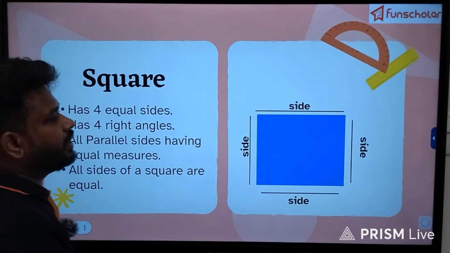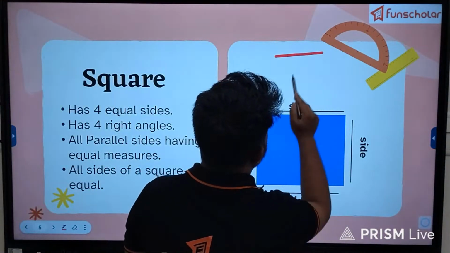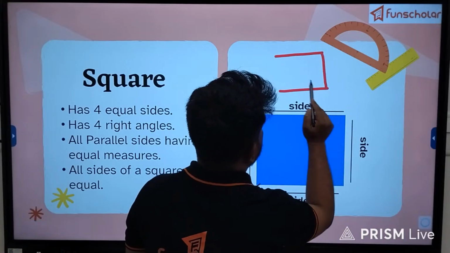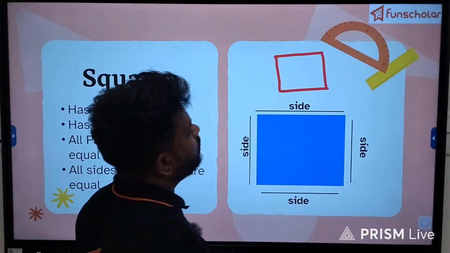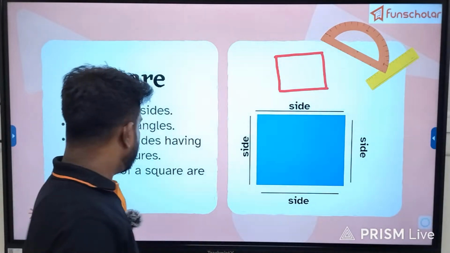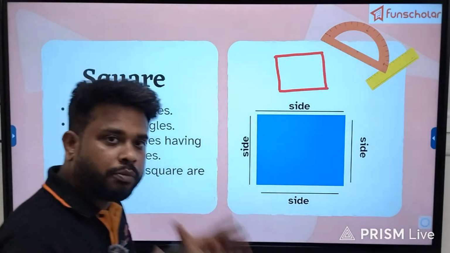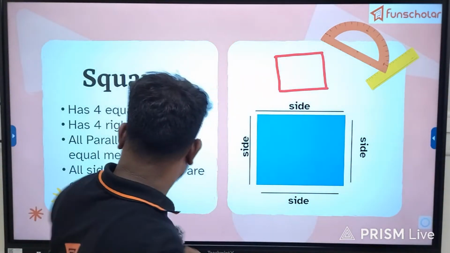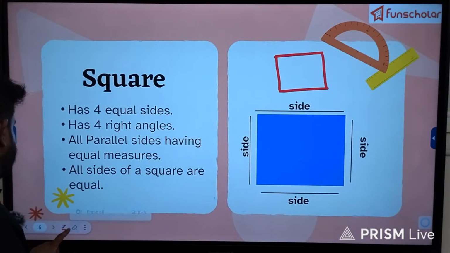And talking about parallel sides, the parallel sides will be this one to this one, and this one will be the parallel of this one. So this is making a square. Okay, so these all are the properties of squares.